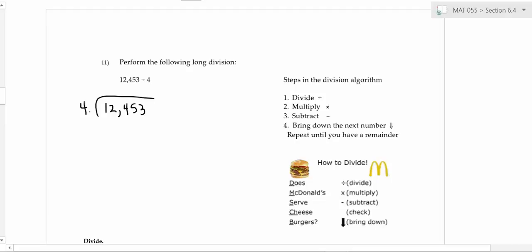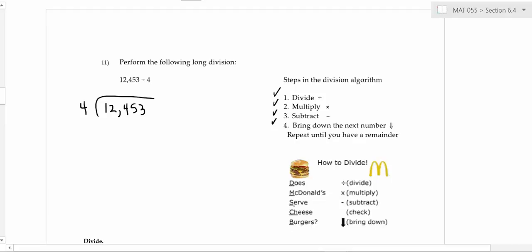And it's very common for college students to get in a class like this and they haven't done any division in 10 years, 20 years, whatever years. Okay? So here's what you do first of all: the algorithm goes divide, multiply, subtract, bring down the next number. Okay?